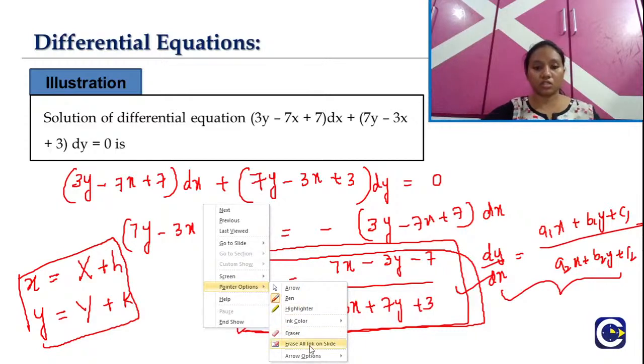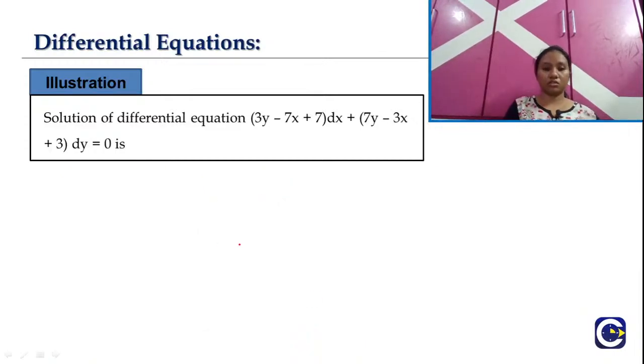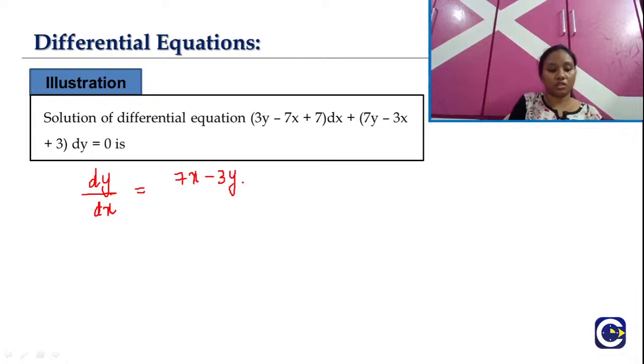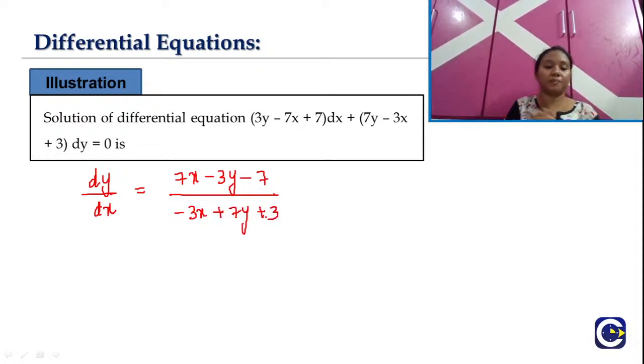Let's just erase this. So we are left with the differential equation dy by dx is equal to (7x minus 3y minus 7) divided by (minus 3x plus 7y plus 3). So this will be our first case.